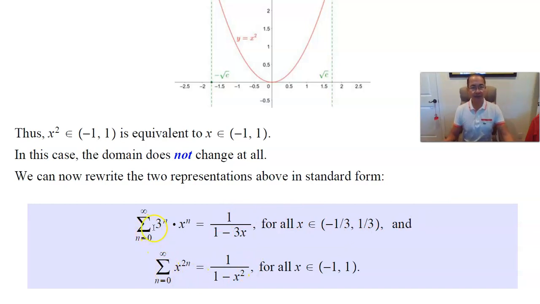Summation n from 0 to infinity of 3 to the n times x to the n is 1 over 1 minus 3x, and x must be between minus 1/3 and 1/3, excluding the endpoints. Summation of x to the 2n must be 1 over 1 minus x squared, and x simply has to be between minus 1 and plus 1, as before.